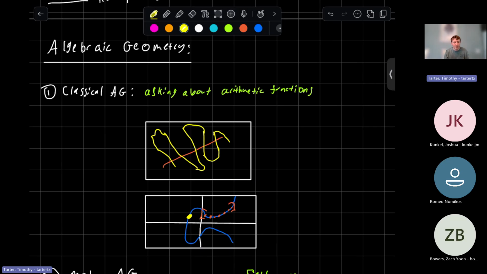As classical geometers began to ask these questions, they had to create tools to answer them. Those tools at first started just with ideals and these notions called varieties, which we're going to talk about today.